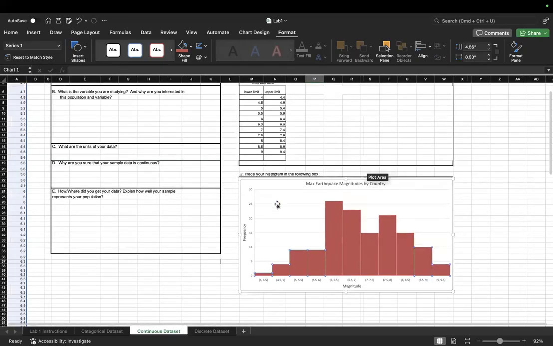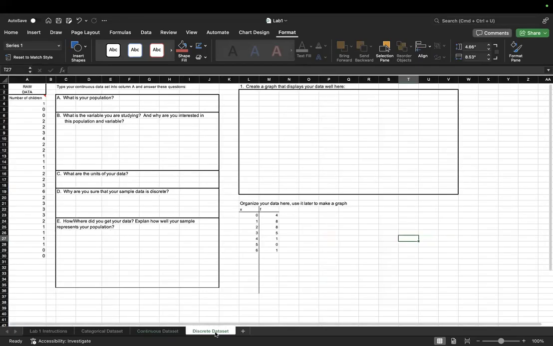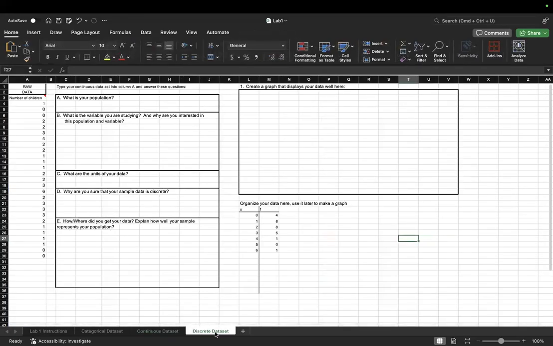Okay, let's go to discrete data. Discrete one is the most fun for y'all because this is where you get to be your own creative selves and have a little bit of fun. So once again, I found some imaginary friends, and I asked them how many children they have. It's weird. Imaginary friends have lots of kids. So my imaginary friends have kids, and so that's my discrete data.